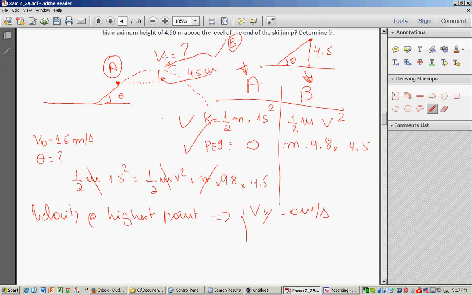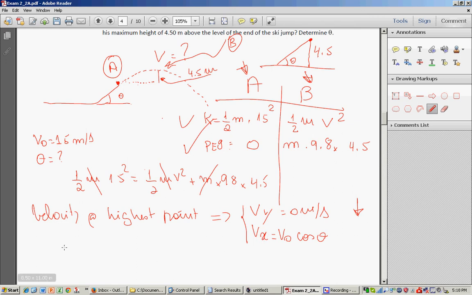Remember your projectile motion? When you reach the highest point, you divide the motion into two major components, x and y. The y component has an acceleration, and that is g, 9.8, always pointing downward. The x component has no acceleration as long as you are ignoring air resistance, so its velocity is always constant. So Vx, which is equal to V naught, the initial velocity, cosine theta, is always constant.